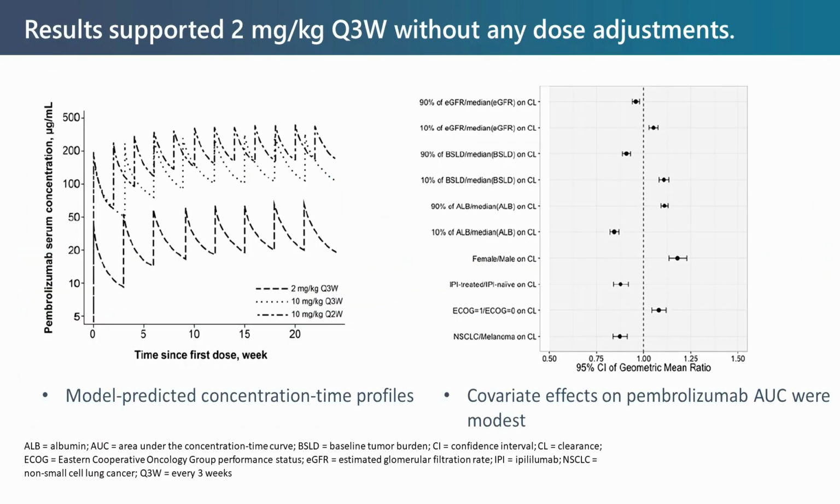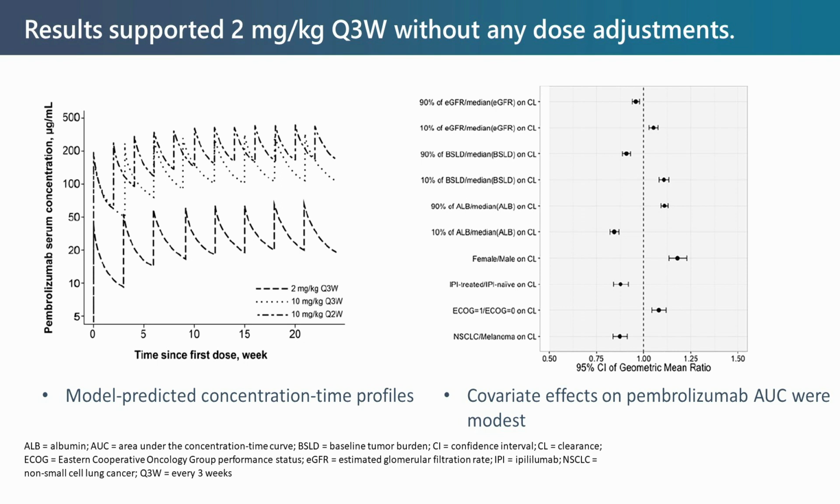The population PK model was developed using every 2-week and every 3-week doses, ranging from 1 to 10 milligrams per kilogram. A 2-compartment model was used to describe the disposition of pembrolizumab. The graph on the left shows simulated concentration time profiles of selected dosing regimens using the pembrolizumab population PK model.